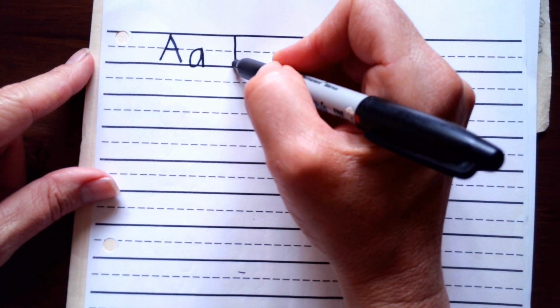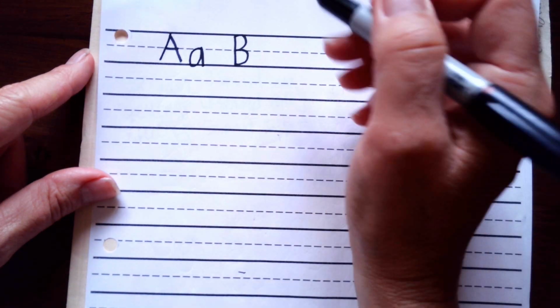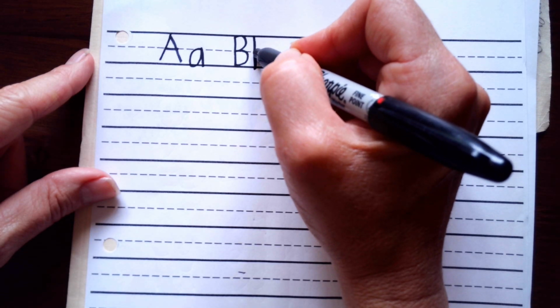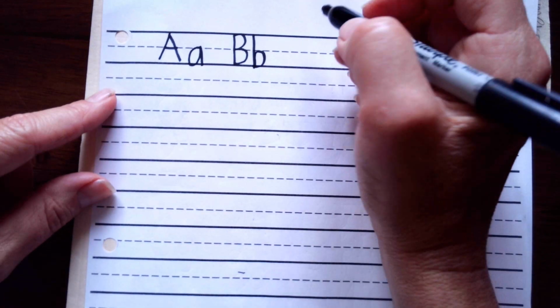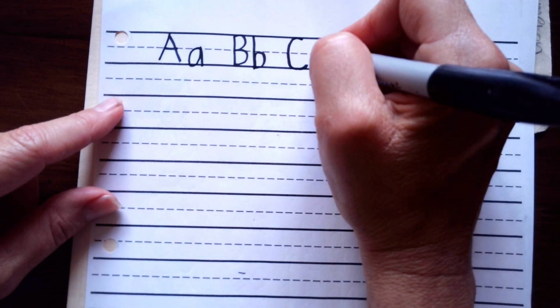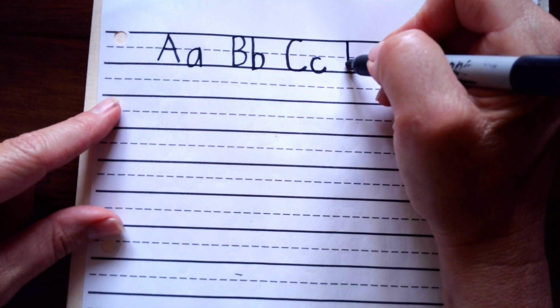Uppercase B, I use the whole line. Lowercase b, I use the whole line. I go down, trace it halfway up and over. Uppercase C, I use the whole line. Lowercase c looks exactly the same, and I just use half the line.